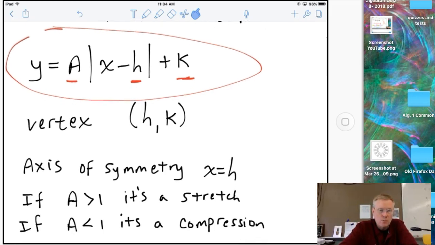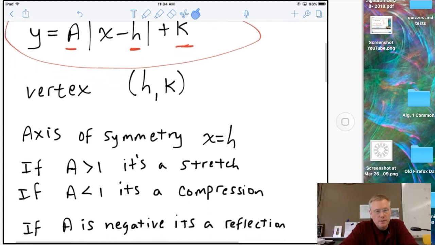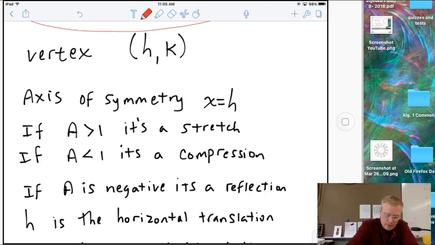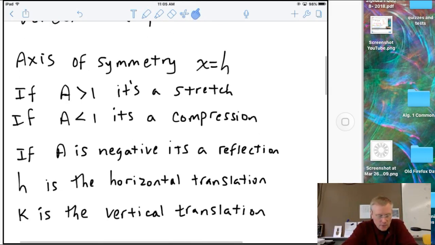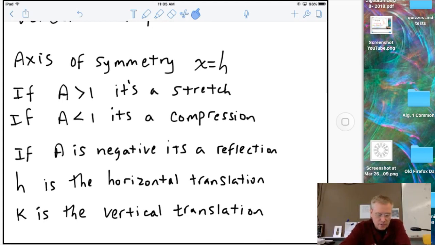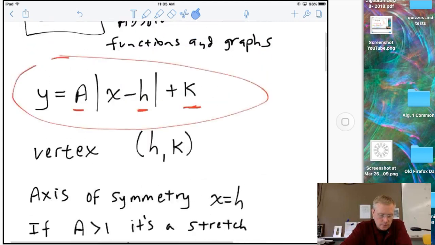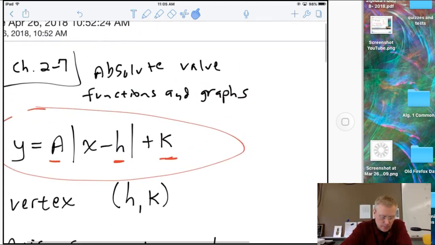Also, if a is greater than 1, it's what's called a stretch, so the graph gets stretched out. If a is less than 1, then it's a compression. If a is negative, it's a reflection. And h is the horizontal translation, and k is the vertical translation. Translation means how the graph moves, okay? And I know this, if you write this down first, we'll come back to it and I'll illustrate it and make it make much better sense, okay?